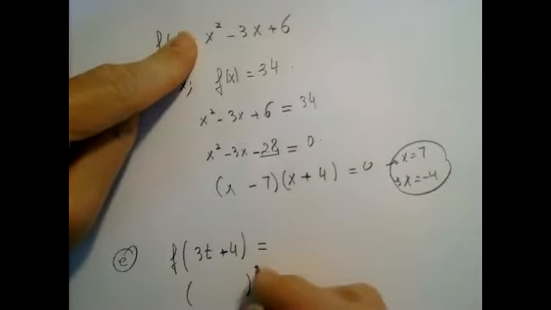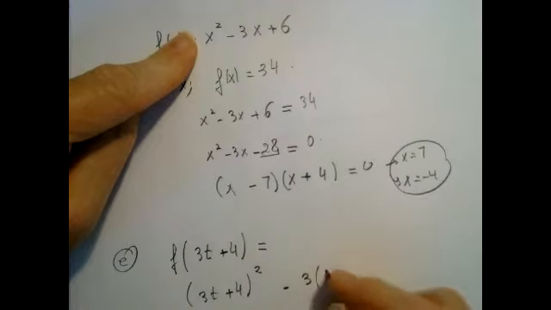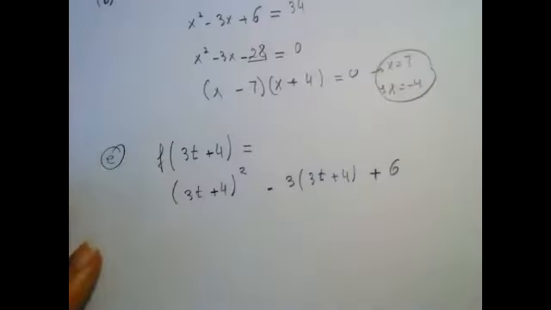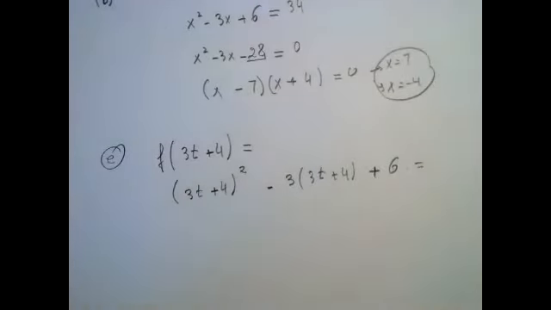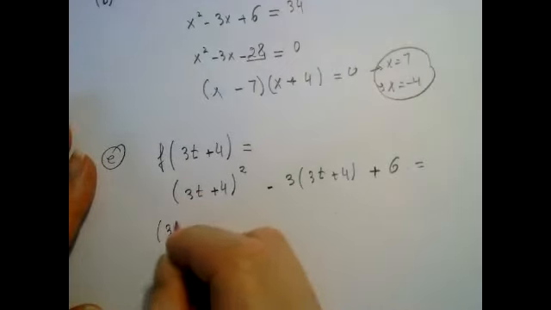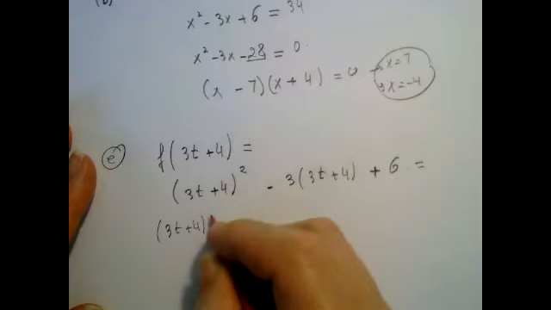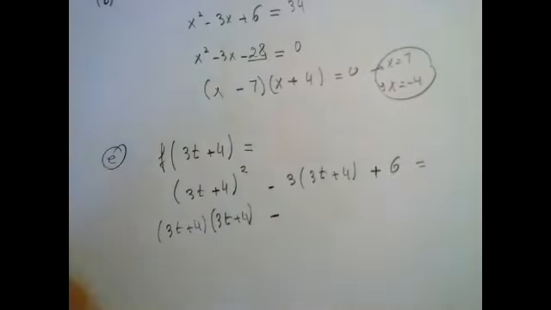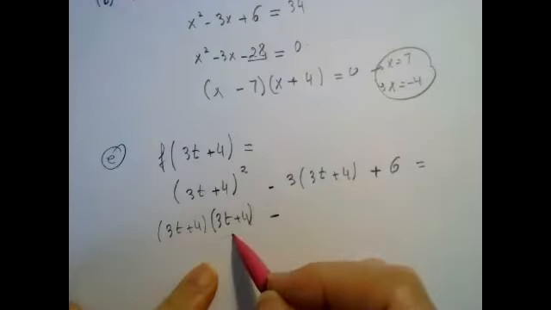f squares the term. Whatever you give it, it's squared, minus 3 times 3t plus 4, plus 6. Okay, so that's really what it does. Now the rest is to simplify. Now 3t plus 4 squared is 3t plus 4 times 3t plus 4, minus. So we have to multiply this up.